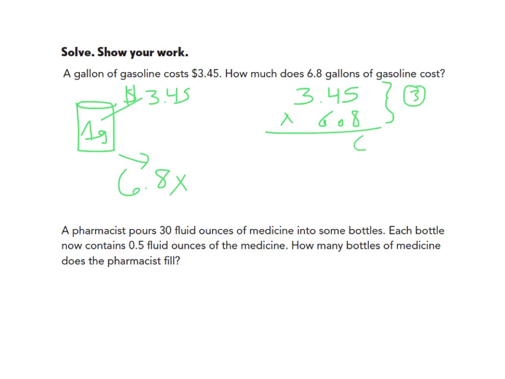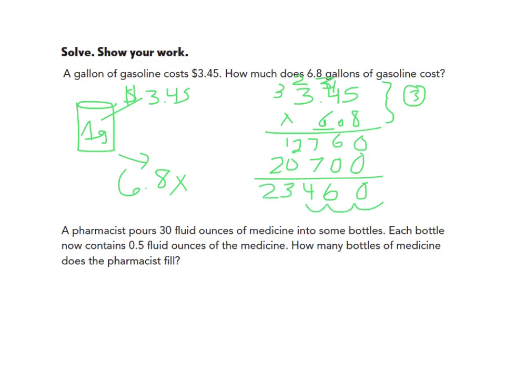So it becomes 40, 32, 36, 24 plus 3 more, 27. And then I'll move over here to the tens place. So I put a 0 here. That's 30. 24 plus 3 is 27. 6 times 3 is 18 plus 2 more is 20. Add these up. With 3 decimal places, 1, 2, 3. Looks like my answer here is $23.46.